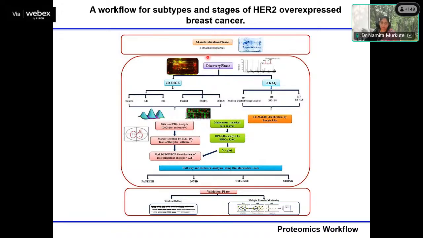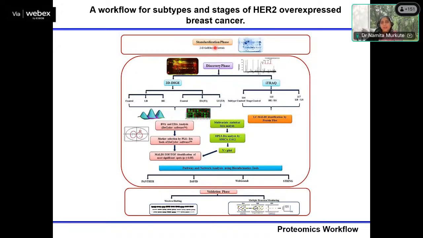So here this is the workflow of subtypes and stages of HER2 overexpressed breast cancer, which I did in my PhD. This is just to show how you can design the pipeline of proteomics, metabolomics and lipidomics. The pipeline is the same. Here I have done proteomics; you can do lipidomics or metabolomics also.